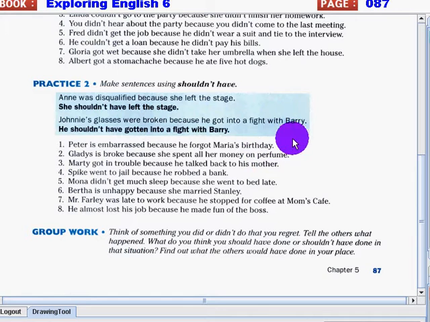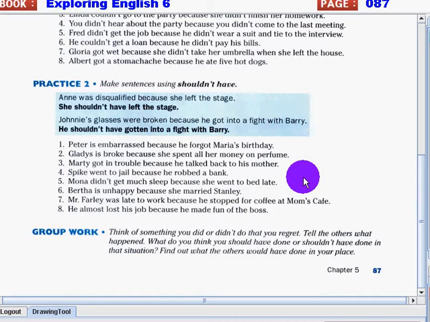Now let's answer the following. Peter is embarrassed because he forgot Maria's birthday. He shouldn't have forgotten Maria's birthday. Gladys is broke because she spent all her money on perfume. She shouldn't have spent all her money on perfume. Marty got in trouble because he talked back to his mother. He shouldn't have talked back to his mother. Spike went to jail because he robbed a bank. He shouldn't have robbed a bank.